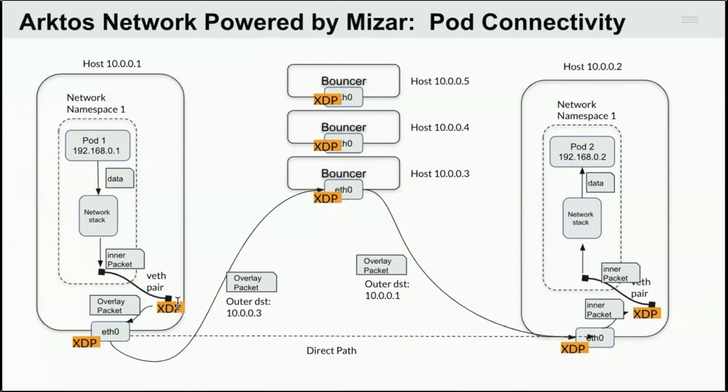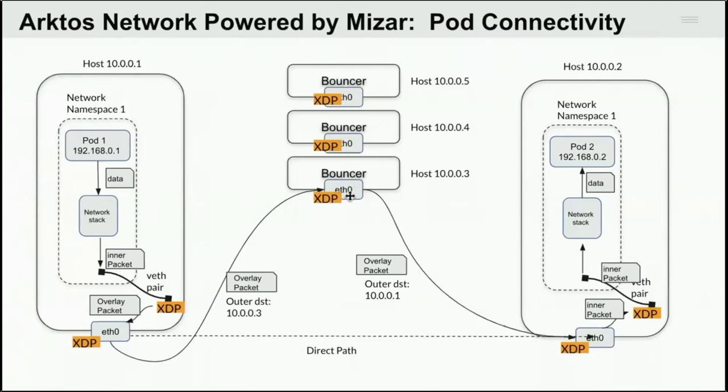This XDP program, the transit agent, will encapsulate this packet into an overlay packet. To be exact, in the Mizar case, it will be a packet based on the Geneve protocol. And this overlay packet will go out through the main interface and to one of the bouncers. On the source host, it maintains a list of the bouncers for each subnet. So based on the pod 2 IP, the subnet, it knows what bouncers it has. And then it will randomly choose one bouncer based on the hash value of this 5-tuple. Let's say in this case, it chooses the bouncer on 10.0.0.3. So the outgoing packet will have an outer destination of 10.0.0.3.